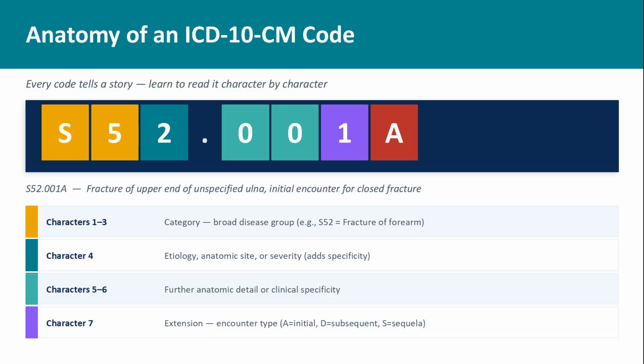This 7th character is critical. Many students lose points on their exams because they forget to apply the correct 7th character. And in real-world coding, submitting with the wrong character can cause claim denials. The key takeaway here: ICD-10-CM codes have meaning baked into every character. You're not memorizing random codes. You're reading a structured language.